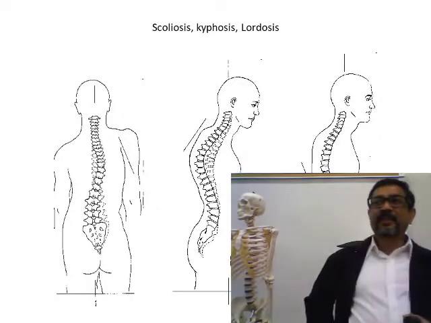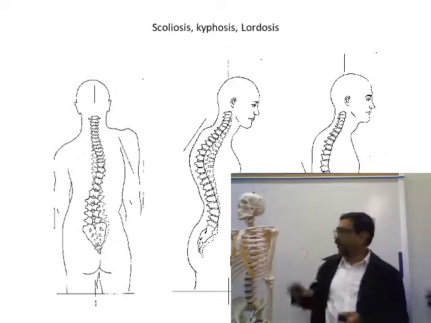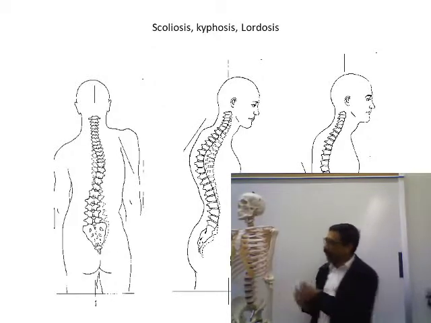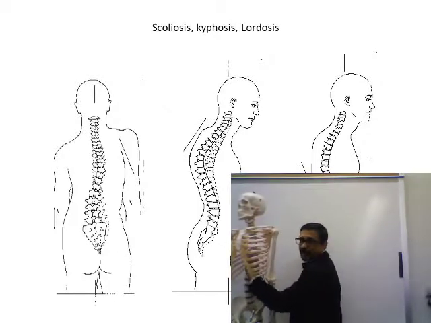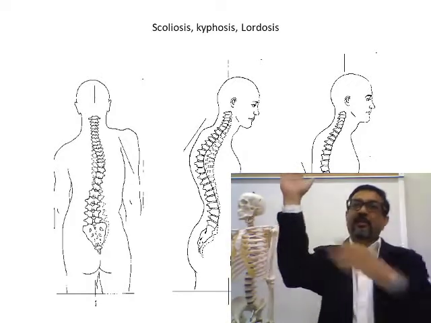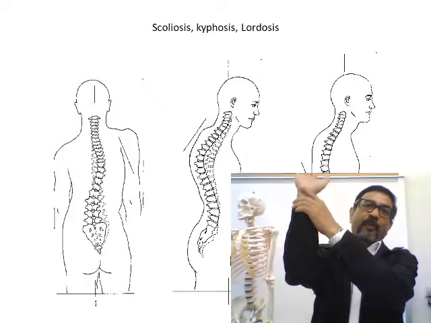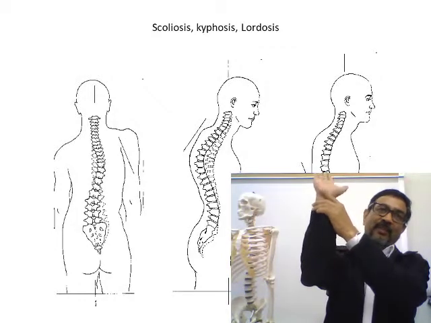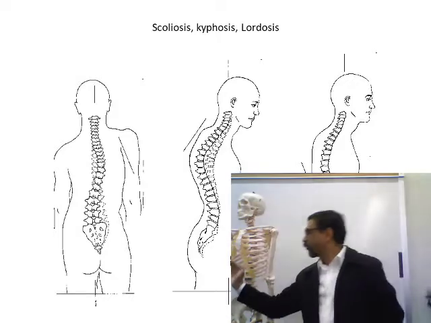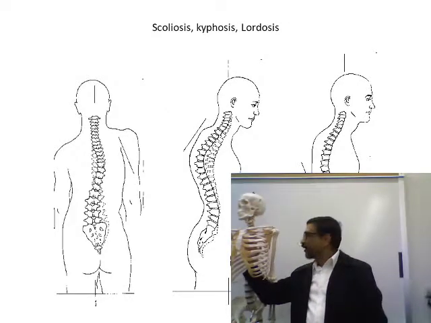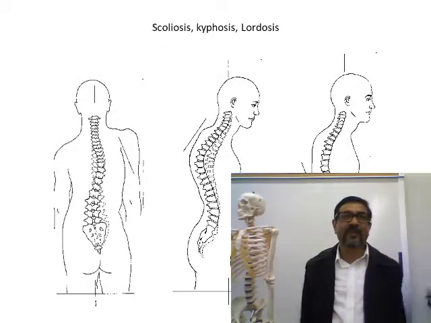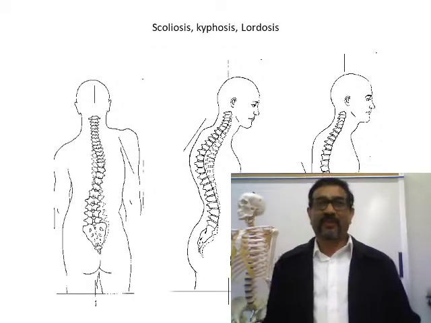Usually this happens in the upper part of the vertebral column, in the thoracic area. In this area the vertebral column is curved. The upper part of the body is curved forward. So the vertebral column is like this in the thoracic part. The upper portion of the body is like this, and that is called kyphosis.